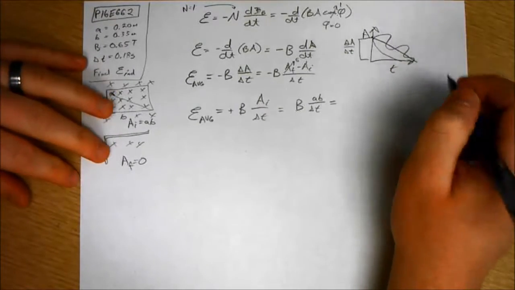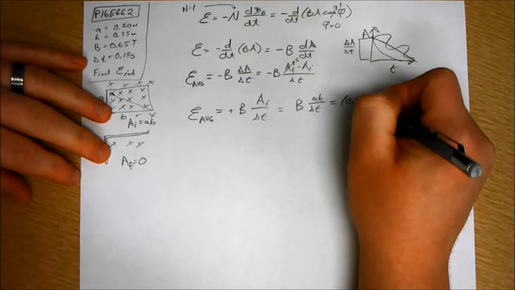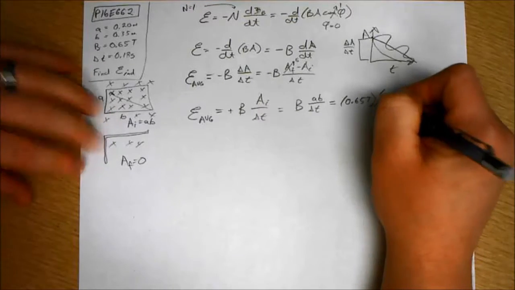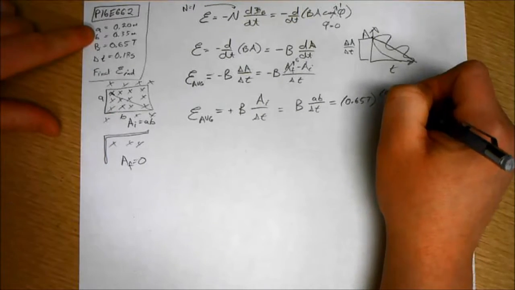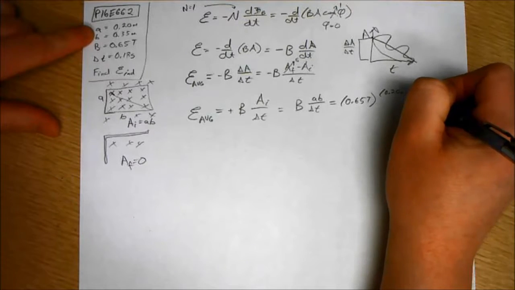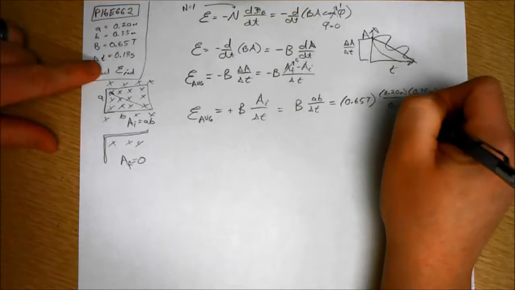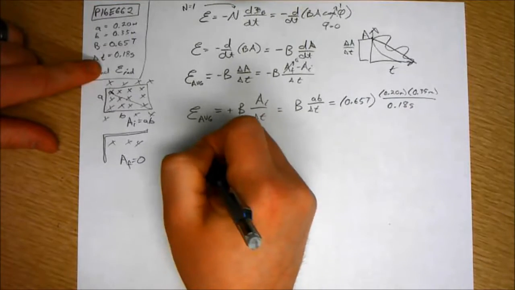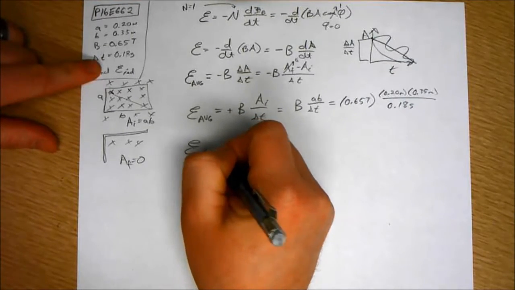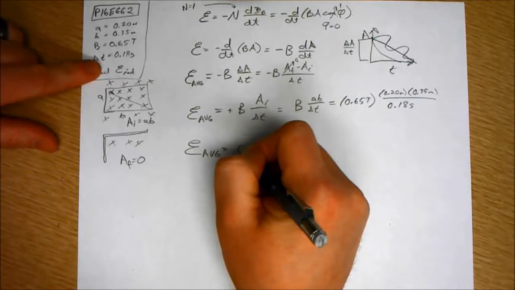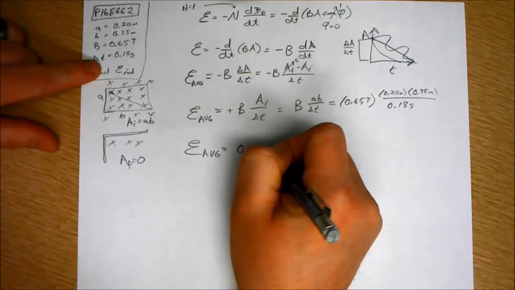So this is then equal to 0.65 Tesla times 0.20 meters times 0.35 meters, all over delta t, which is 0.18 seconds. So the average EMF comes out to 0.253 volts.